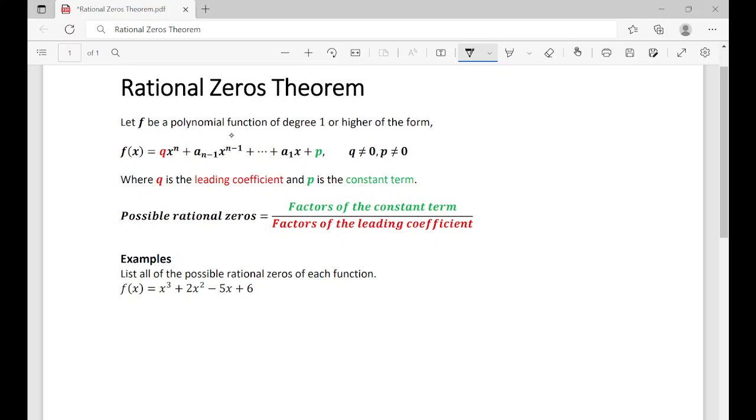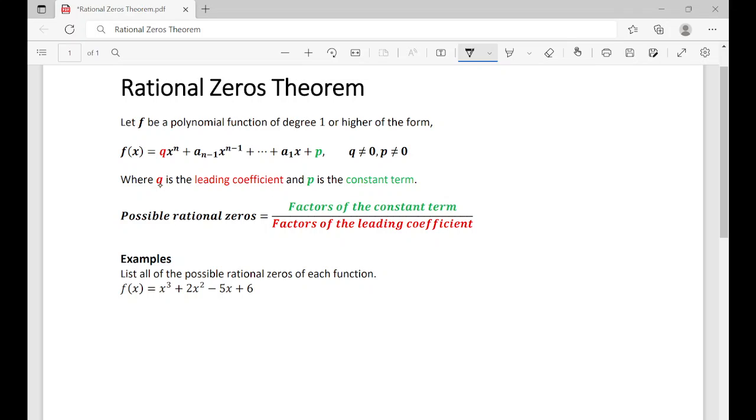Let f be a polynomial function of degree 1 or higher of the form f of x equals all of this, where q and p are not 0. And q is the leading coefficient, the number at the very front of the polynomial, and p is the constant term, the last number in the polynomial.